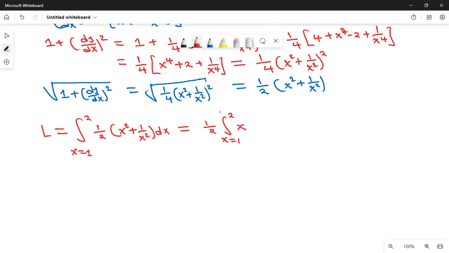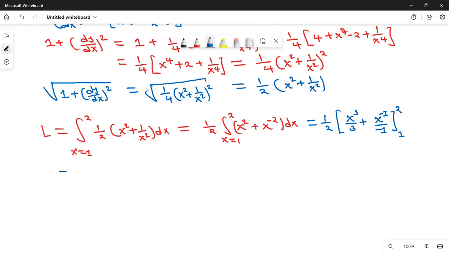Now we have x squared plus, remember, 1 over x squared is the same as x raised to negative 2. And this is now integrated with respect to x. So when you work it out, what do you get? You're going to get 1 over 2. Use the power rule. This will give us x cubed over 3 plus, because negative 2 plus 1 is negative 1, x raised to negative 1 over negative 1, from 1 to 2.